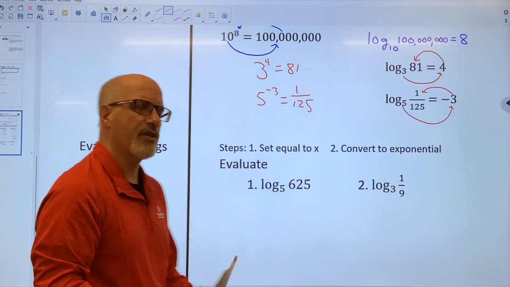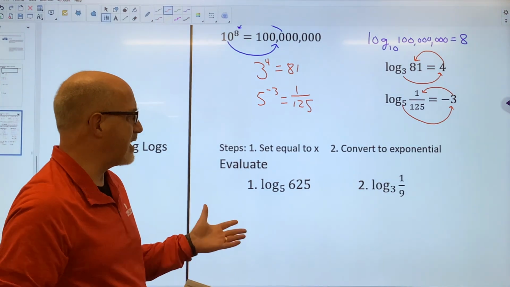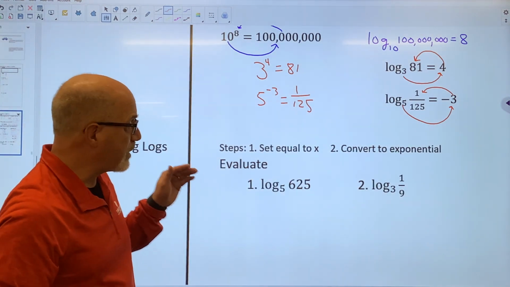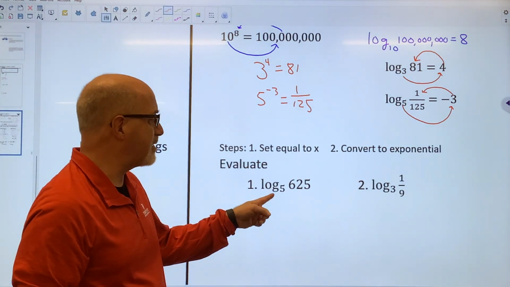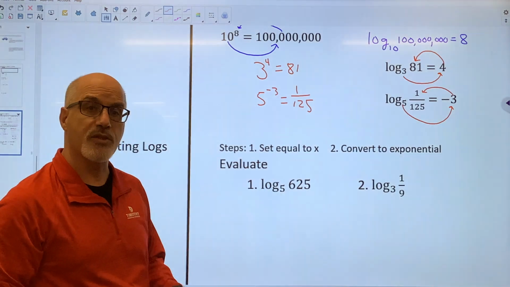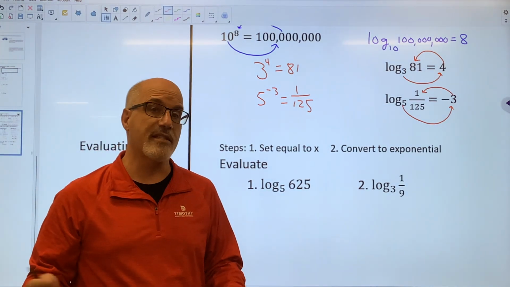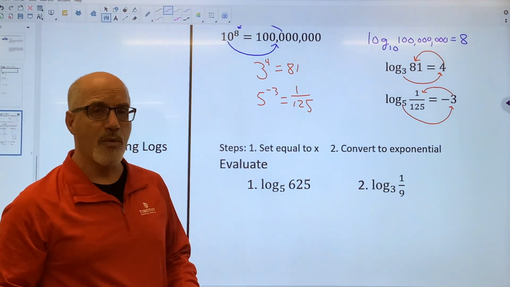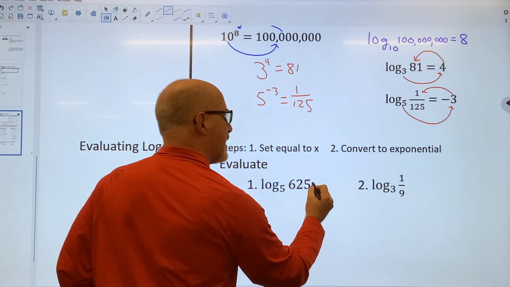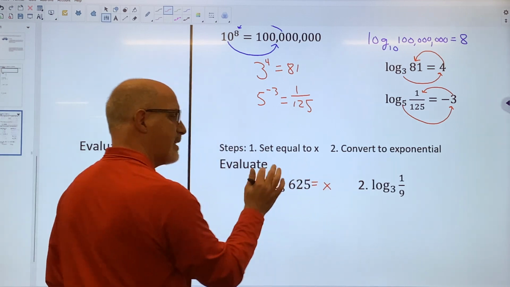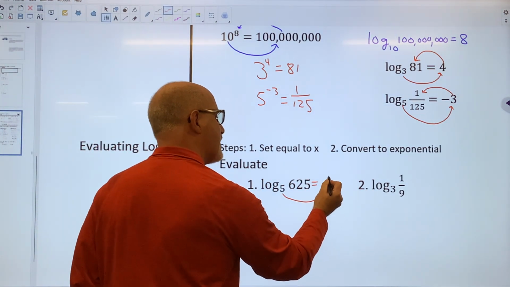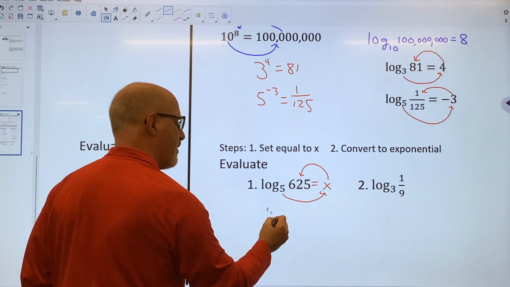Now what happens if you don't know the answer to these? For instance, if it says, let's evaluate log base 5 of 625. Now you can just think this through. This is the base. The answer is going to be the exponent. You could say 5 to what power equals 625, and you might know that that's equal to 4. If not, we can turn it into an exponential and solve the exponential by first setting it equal to x. This is just a technique. Set it equal to x. Now we're going to use the circle tour to do 5 to the x equals 625.